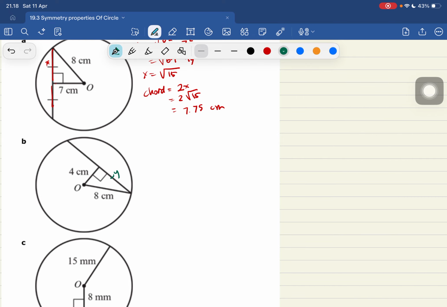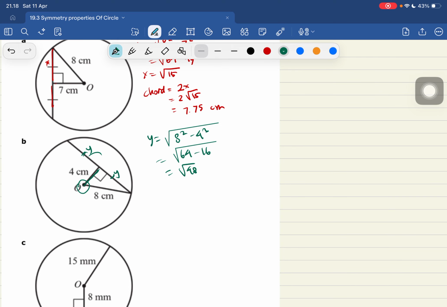B. Okay, we got the triangle again, Pythagoras. So let's say this is y, here also y. Remember, if we cut it through the center, they are going to be equal in length. So we got the hypotenuse 8. To find it, y equals the square root of 8 squared minus 4 squared. So 8 squared is 64, we minus 16.